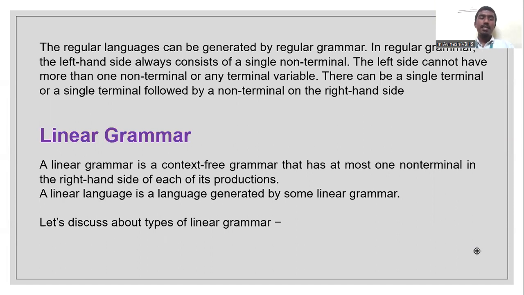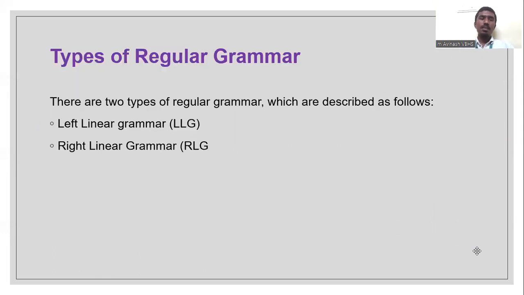Linear grammar. A linear grammar is a context-free grammar that has at most one non-terminal in the right hand side of each of its productions. A linear language is a language generated by some linear grammar. Let's discuss the types of linear grammar. There are 2 types of regular grammar which are described as follows: left linear grammar, LLG, and right linear grammar, RLG.